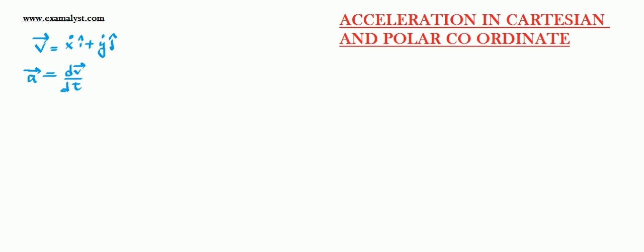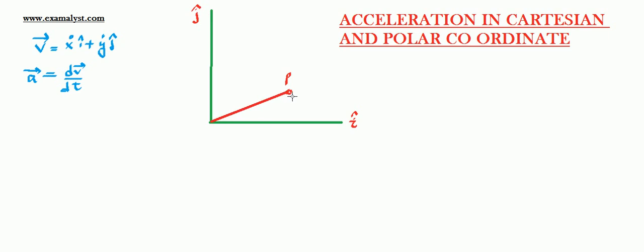So let's draw the diagram. This is our y-axis, this is our x-axis. This I represent as i cap and this I can represent as j cap. This is my point P here. Let me draw a radius vector from origin O to point P. Now look at something interesting here.